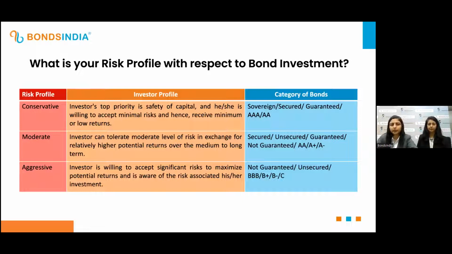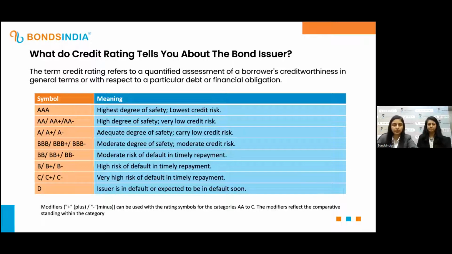Other investors would want a little higher, moderate level of risk. In exchange for the potential risk over the medium to long term, they can invest in secured bonds, unsecured bonds, and non-guaranteed bonds. They can also go for AA bonds and A plus bonds. Certain investors would be very aggressive, looking at maximizing their returns. Basically, higher the risk, higher the return. If you need to maximize the potential returns, you need to be aware of all the risks associated with the investment, and for that, the bonds will be BBB, B plus, up to C. These are the high yielding bonds.